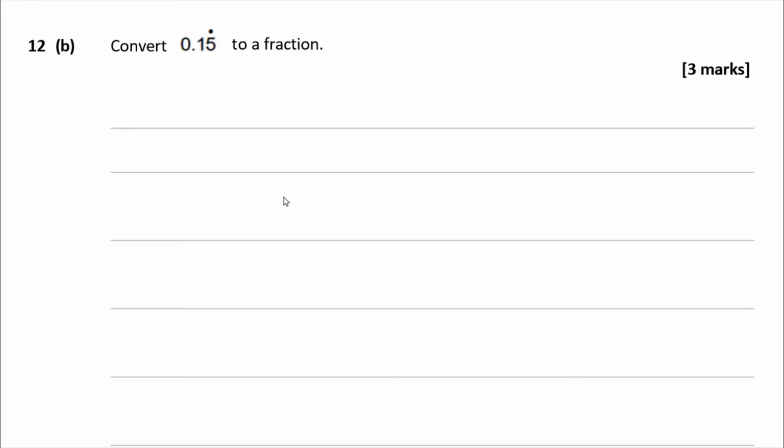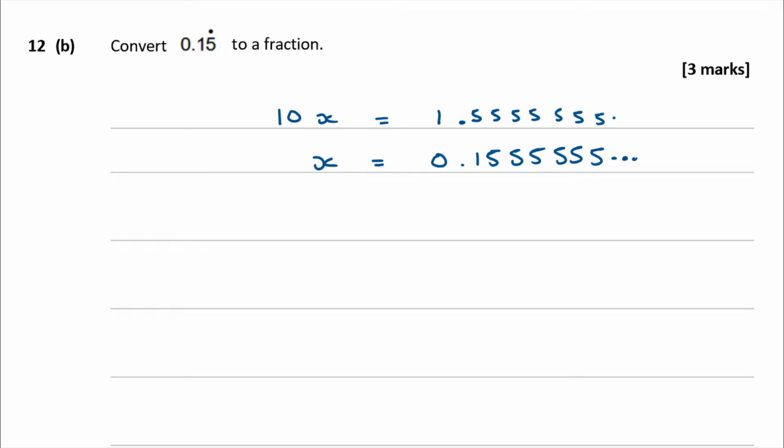12b, convert 0.15 with a dot on the top to a fraction. So this time we're going in the opposite direction. Now there's 1 digit recurring. So what I do here is I write the original one they give us and I equate it to x. So 0.155555 and so on is x. Then if I want to find 10x, that's going to be 1.555555 and so on.